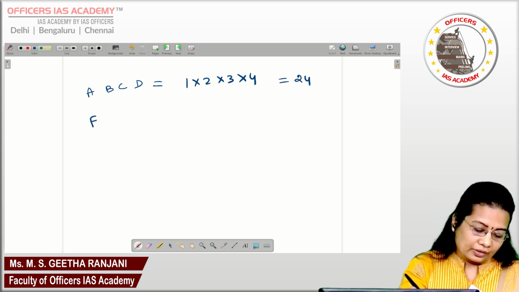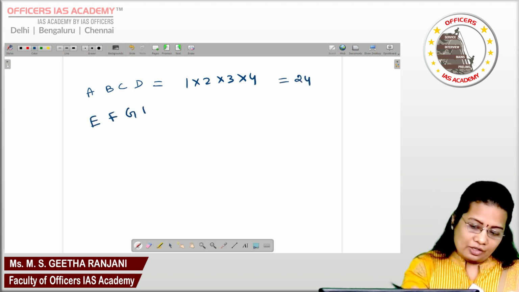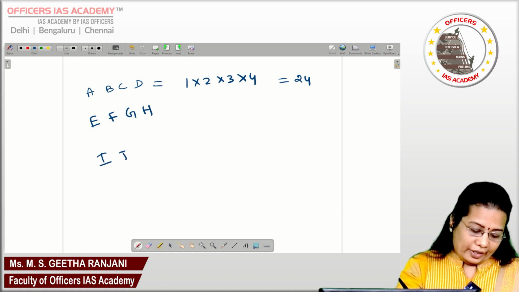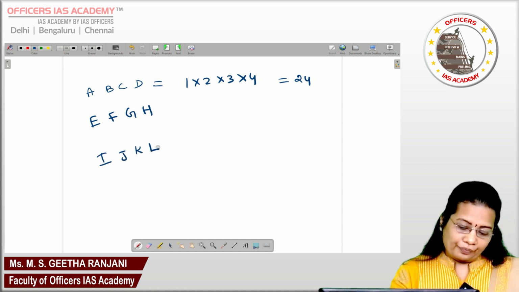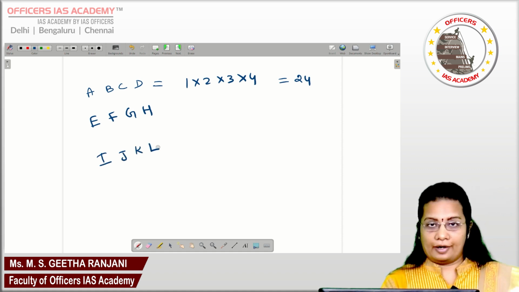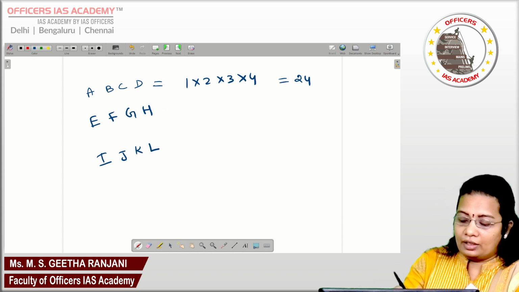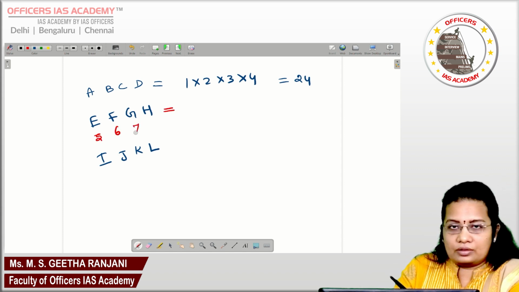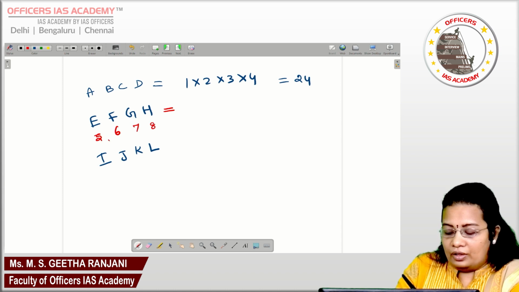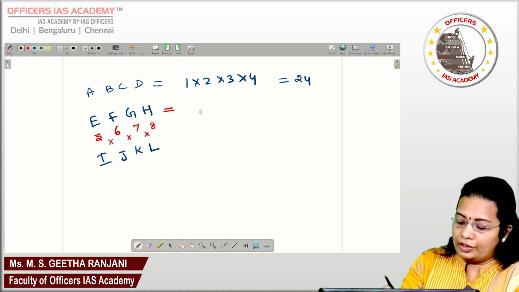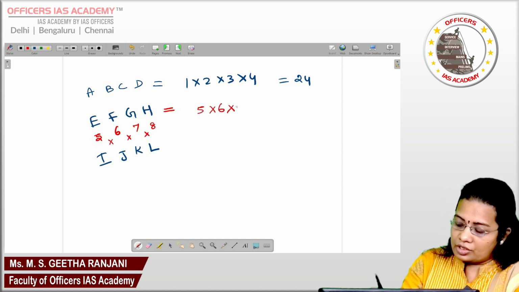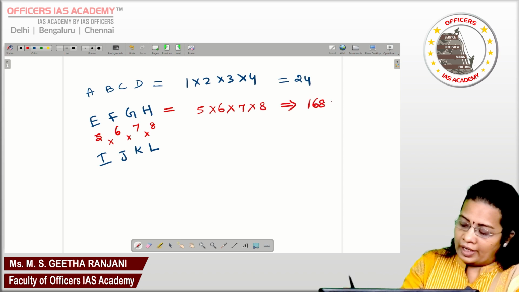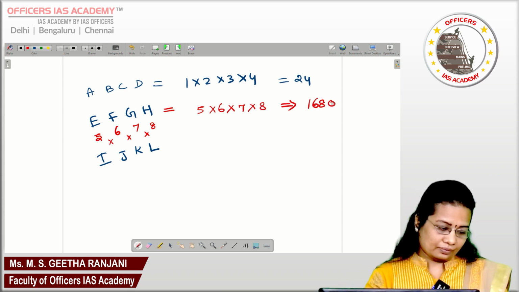Next given is E, F, G, H. You are expected to give the answer for I, J, K, L. So what is the alphabetical value of E? E is 5, F is 6. For G it is 7, H is 8. Just take the product. 5 into 6 into 7 into 8. So you will be getting 1680. That is stated in the question.